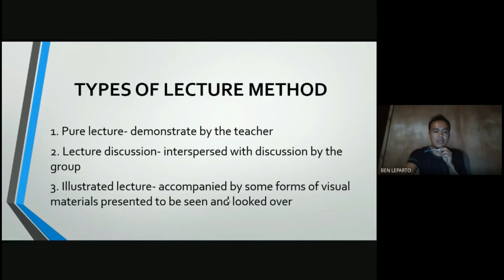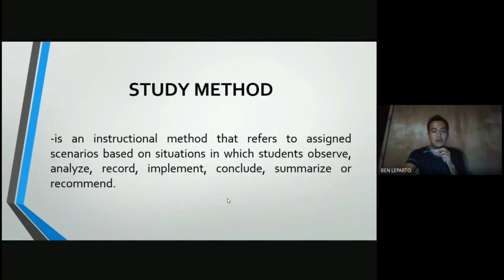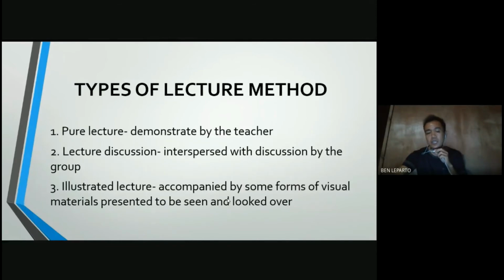Number three is illustrated lecture. It is accompanied by some forms of visual materials presented to be seen and looked over. So if there are visual materials present during the class hours, it is an example of the illustrated lecture type. There are advantages and disadvantages of the lecture method. One of the advantages is the economy of time, attention, preparation and presentation, vitalization, motivation among the students, and the clarity and enrichment and speech habits.